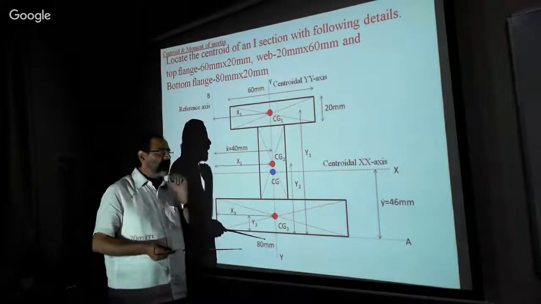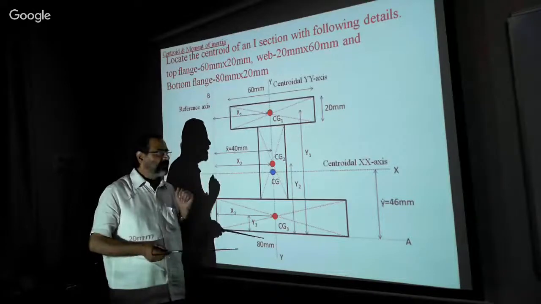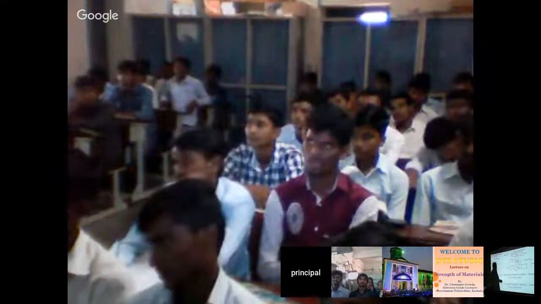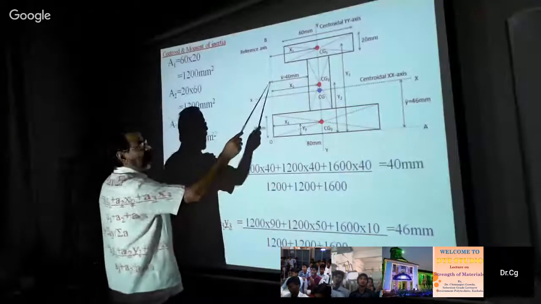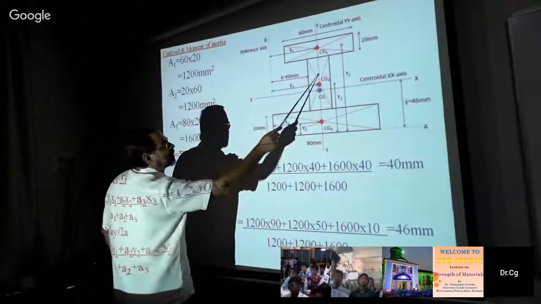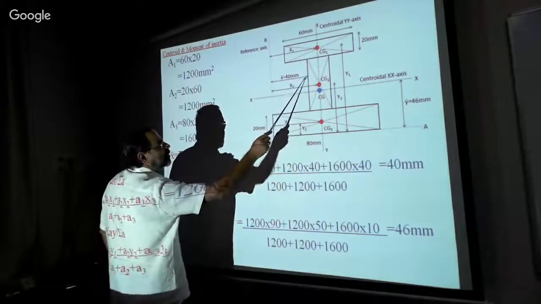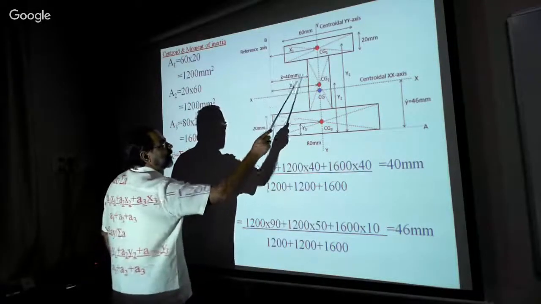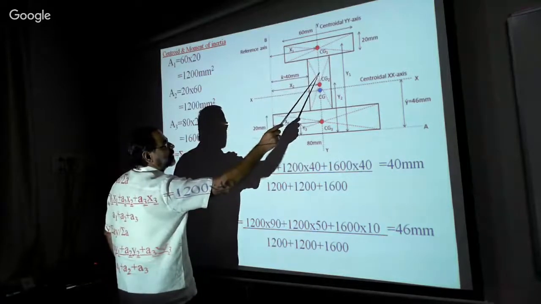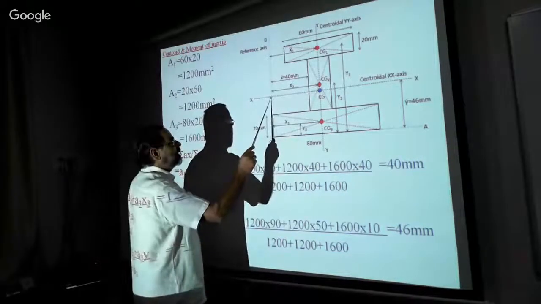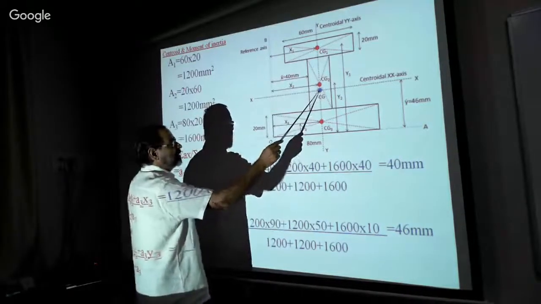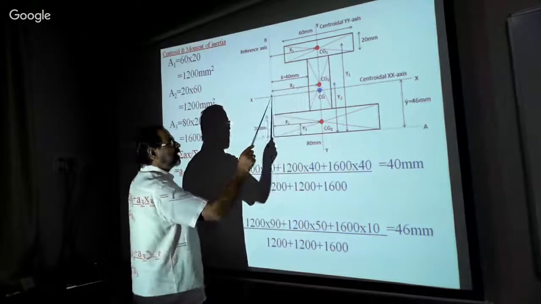Therefore, how to calculate this? We'll see. That is sigma AX, to calculate the X bar. From here to here it is X bar. There is some correction here. Please note, it is X bar. The centroid of the I section is located at a distance X bar from OB.